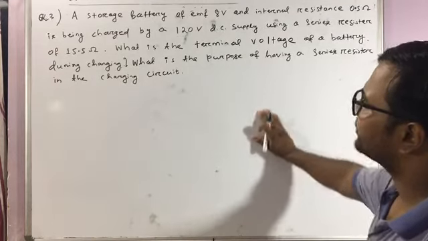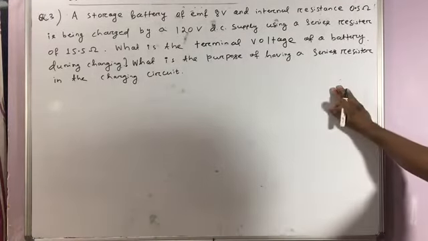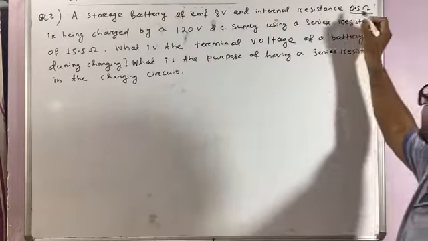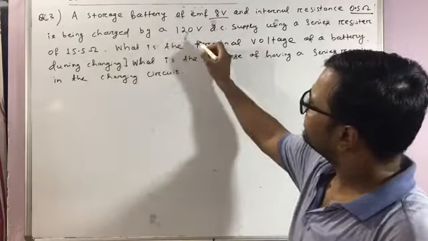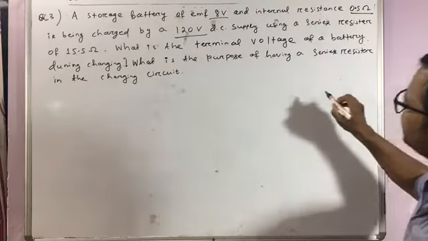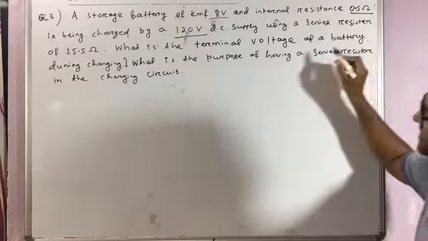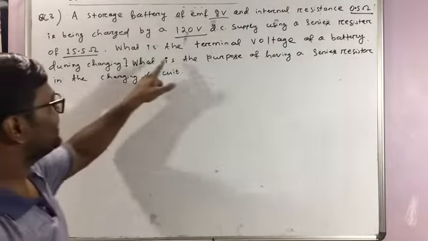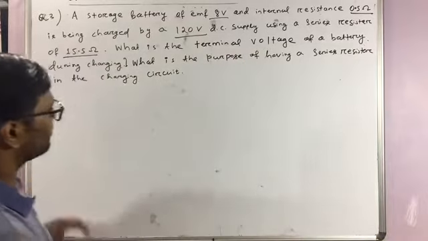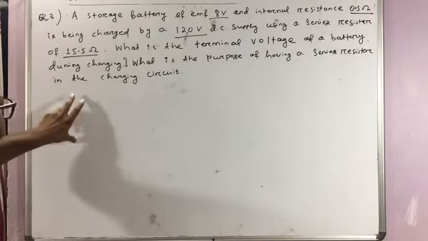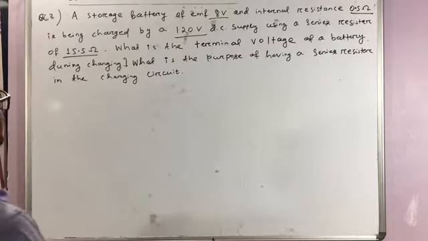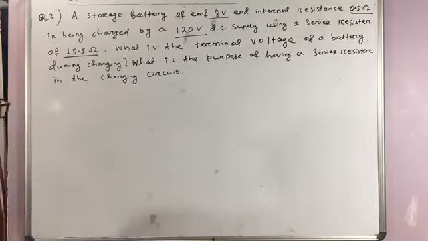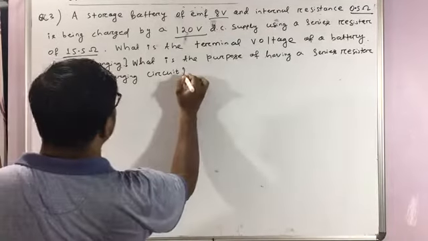The third question is given like this: a storage battery of EMF 8 volt and internal resistance of 0.8 ohm is being charged by a 120 volt DC supply using a series resistor of 15.5 ohm. What is the terminal potential difference, or terminal voltage, of the battery during the charging? The second part is, what is the purpose of having a series resistor in the charging circuit?